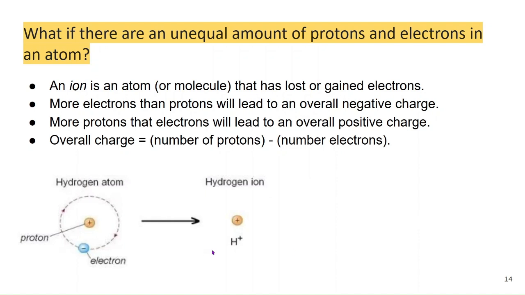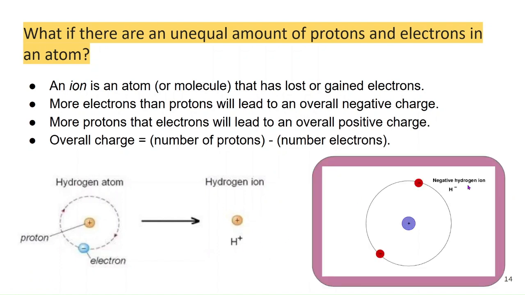So we can see that in some of these pictures I've got down here. We have a hydrogen atom, it lost an electron. So now if we use this equation, we have 1 proton minus 0 electrons, we get H plus, or hydrogen plus. You can lose more than 1 electron, we will see that in a moment, or you can gain more than 1 electron.